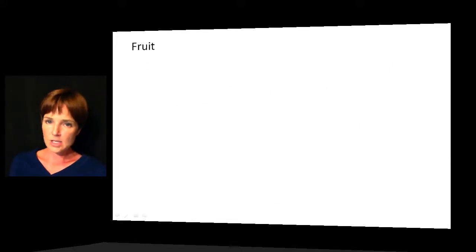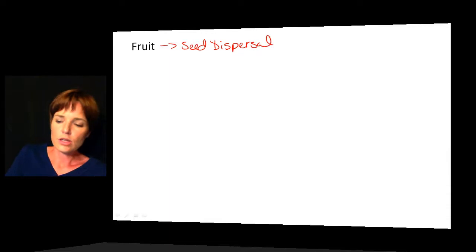Another major advancement that we had in angiosperms is the fruit. So while the flower was very important for getting pollination to take place, the fruit is really specialized for seed dispersal. So this is for seed dispersal. And when we're talking about the fruit, it is a mature ovary.